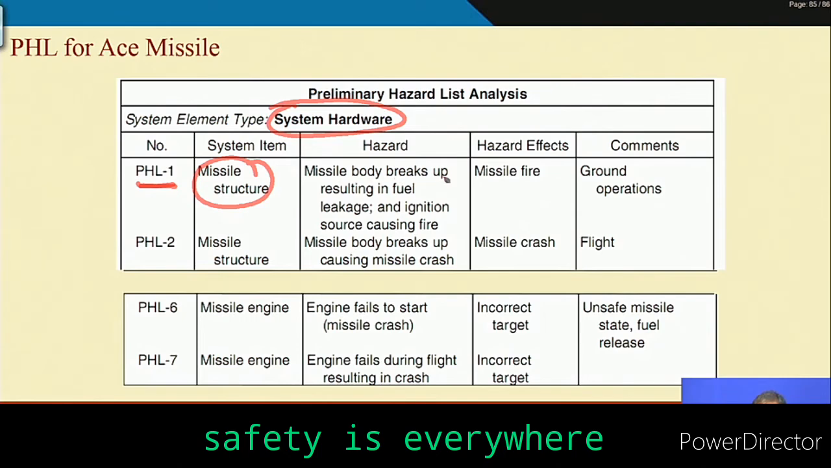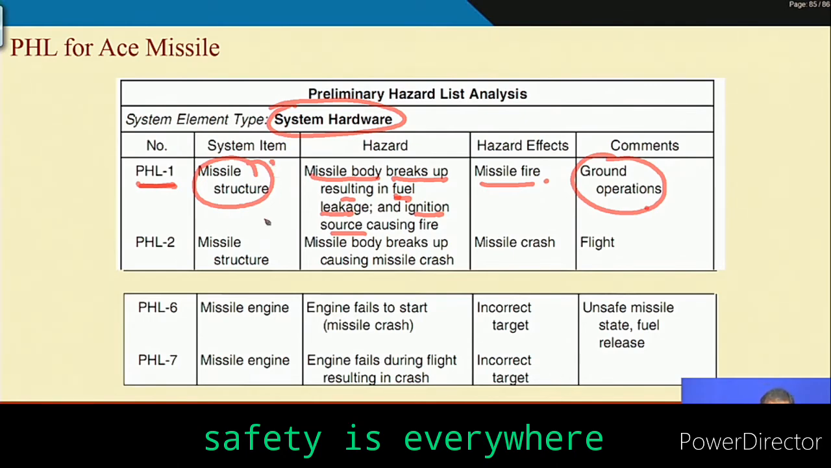What is the hazard? Missile body breaks up resulting in fuel leakage and ignition source causing fire. Then the hazard effect is missile fire. So that means the hazardous element and initiating mechanisms are told here. Missile body, because of missile structure, this is the hazardous element. What will happen? It will break up, resulting in fuel leakage and an ignition source, then fire will take place. Fire, who are the targets? Definitely the people and the property. And the comment says in which operation time: on the ground it is happening.